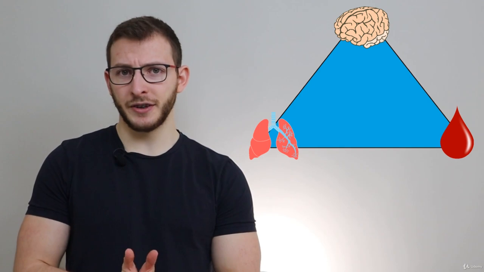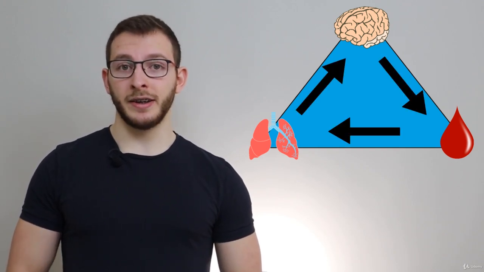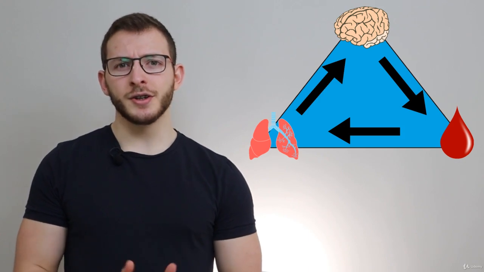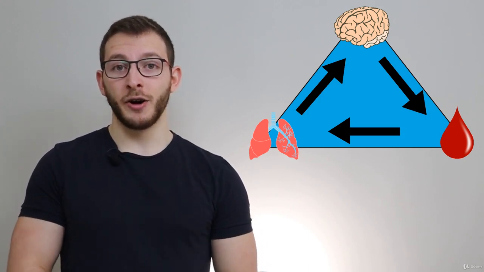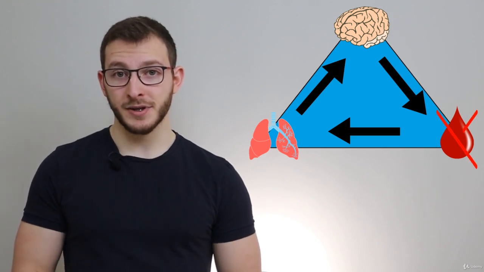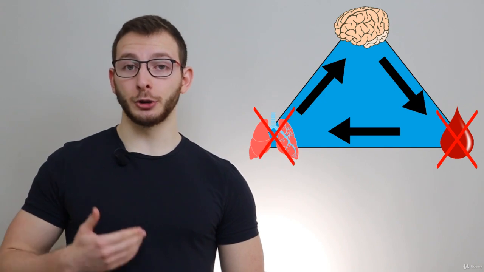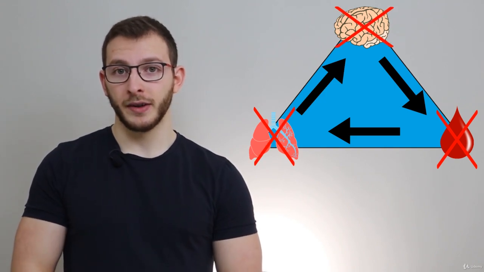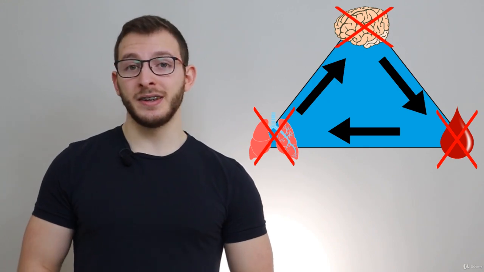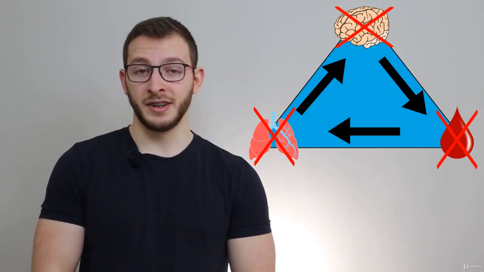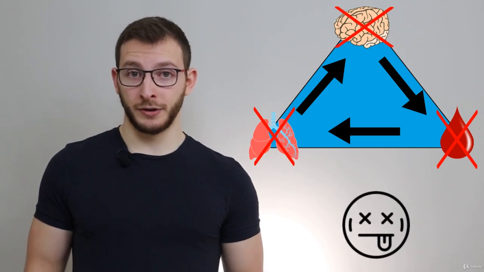Now, the thing about these three systems is that they depend on each other and that they supply each other. So that means that if for some reason one of these three systems collapses, the other two will collapse shortly after as well. And after these three systems collapse, all the other systems in the body will also collapse, which would mean our patient would die.